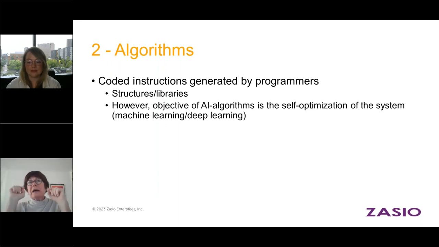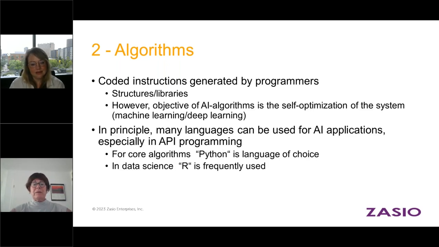The objective of the AI algorithm, in difference to structured programming, is the self-optimization of the algorithm, so the machine learning and later on the deep learning specifically. Ultimately, the programmer should not get too much involved anymore later on. And we come to that maybe when we look at the regulations that are coming up and the responsibilities. We also received some questions in this regard.